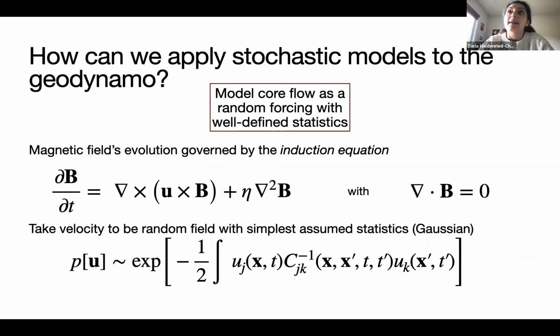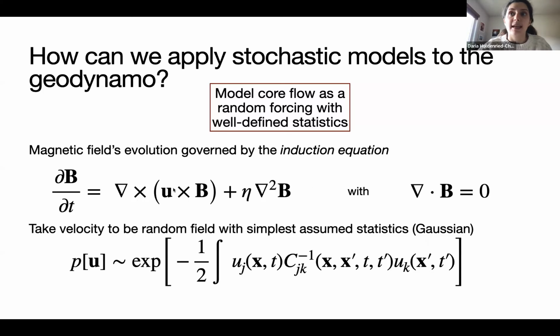So how can we apply these stochastic models to the dynamo? The idea that we've been trying to use is to model the core flow as a random forcing with well-defined statistics. So what do I mean by this? We look at the induction equation, which tells us about the rate of change of the magnetic field in time, which depends on the induction advection effects with the velocity u, and also on the diffusion in space with some diffusion constant eta, which is the magnetic diffusivity.